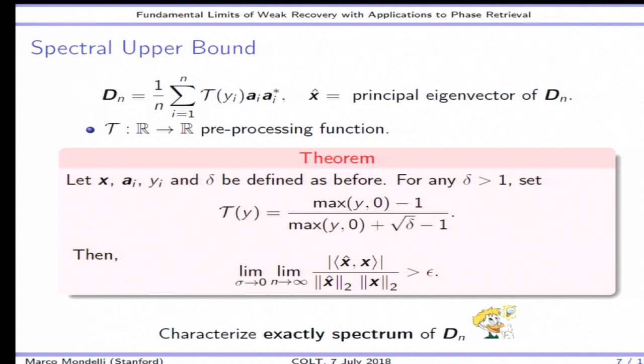Now, if you know a little bit about this, the typical way in which these problems are solved is via matrix concentration inequalities. Typically what people do is compute the expected value of the matrix, show that this gives a good estimate, and then show that the matrix doesn't vary too much with respect to the expected value. But these bounds are not tight. So in order to get tight bounds, we compute exactly the spectrum of the matrix.